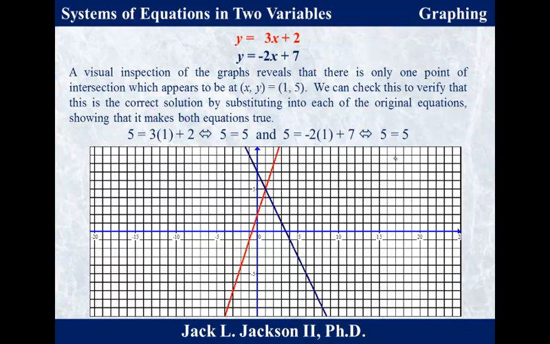Similarly, we're going to test it in the blue equation, y equals negative 2x plus 7. Plug in a 1 for x and a 5 for y. Negative 2 times 1 is negative 2, plus 7 is 5. 5 equals 5 again, and so that is once again true. So that says that the point (1, 5) satisfies the blue equation, y equals negative 2x plus 7, so it's on the blue line. Since it satisfies both, it is on both lines, and it is in fact a solution to this system.